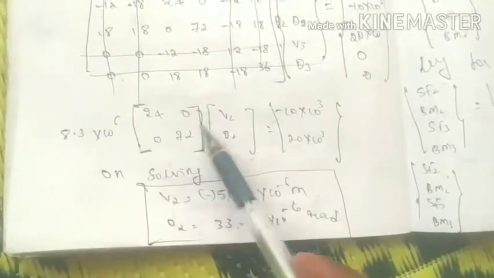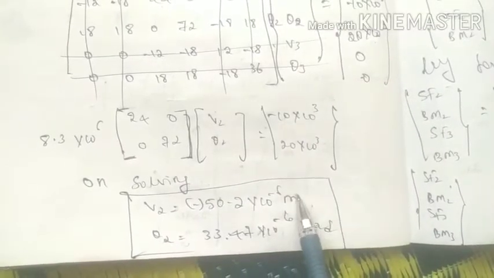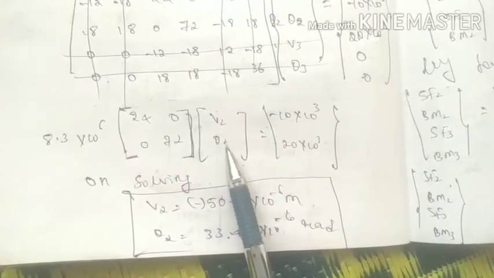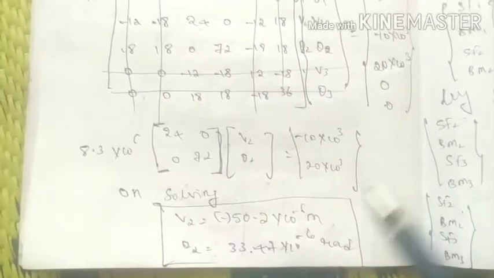On solving this, you can get the vertical displacement is minus 50.2 into 10 raised to minus 6 meter, and also the slope at node 2 is 33.47 into 10 raised to minus 6 radian. Now this completes the first question.